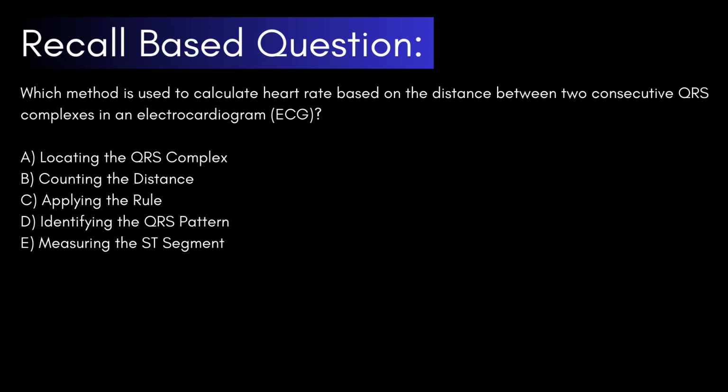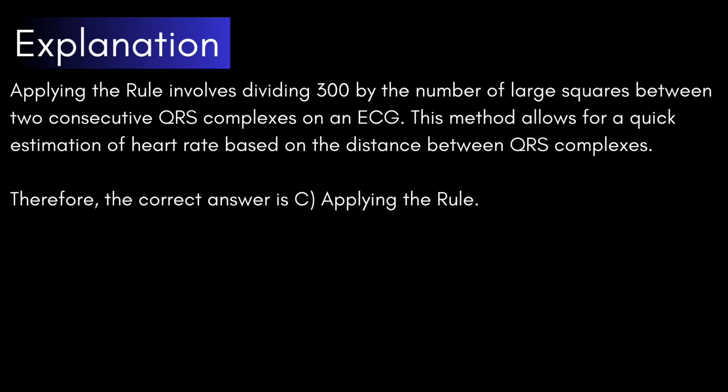Otherwise, moving on now. Applying the rule involves dividing 300 by the number of large squares between two consecutive QRS complexes on an ECG. This method allows for a quick estimation of heart rate based on the distance between QRS complexes. Therefore, the correct answer is C, applying the rule.